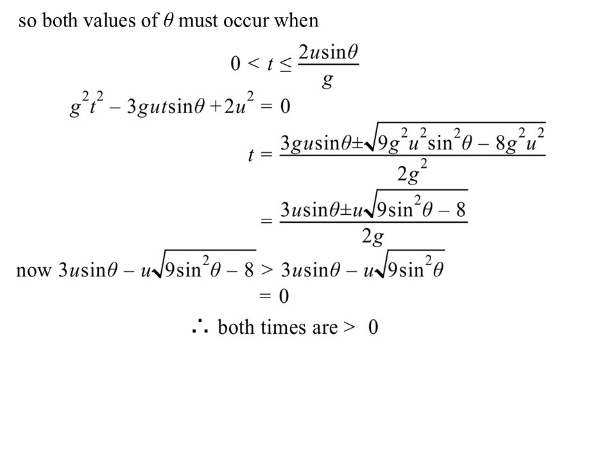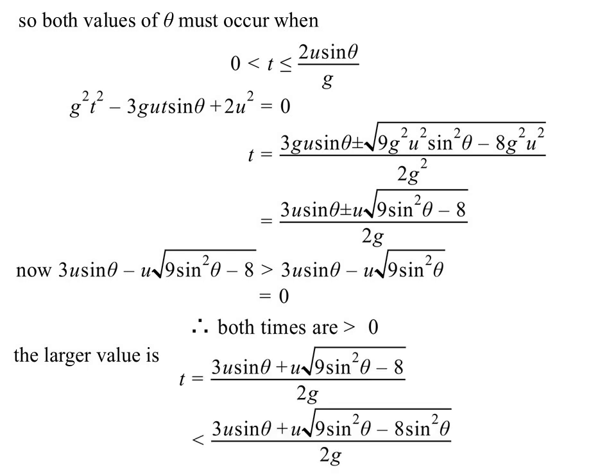Is that right? Because the right-hand side, I mean, I didn't write it down, but clearly the square root of 9 sine squared theta is 3 sine theta. So we get 0 for the right-hand side. I know it's a positive number. Okay, I know they're both positive. But what about the larger value then? Because remember, yes, they've got to be positive, but they can't go bigger than 2u sine theta on g.